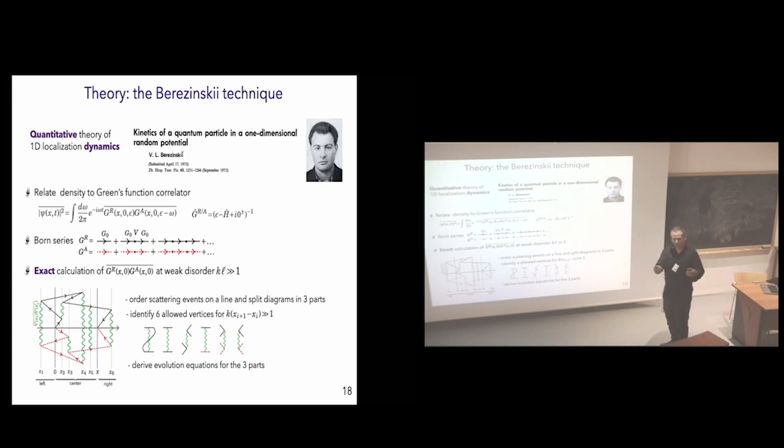So you take your scattering events, you order them on a line, and then you construct a certain multiple scattering diagram, which looks like this. And then you split these diagrams into 3 parts, which are separated by the source and the detection points. And when you have this, you use the condition of weak disorder, which allows you to identify a limited number of vertices that connect these 3 regions. And once you have identified this limited set of vertices, you can derive coupled equations here for the 3 parts of the diagrams, just by connecting them in all possible ways using these elementary connectors.